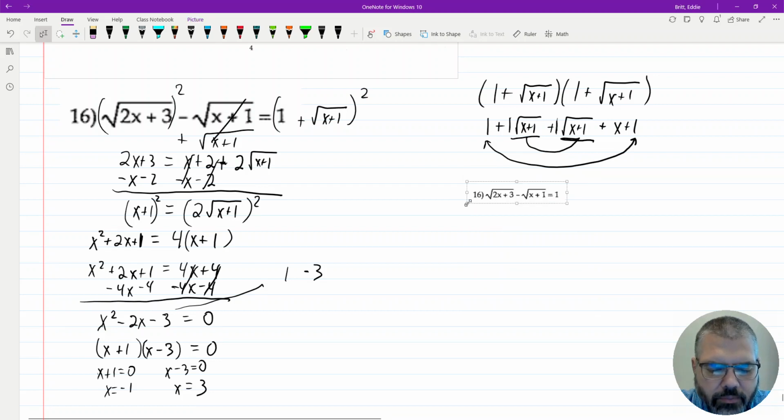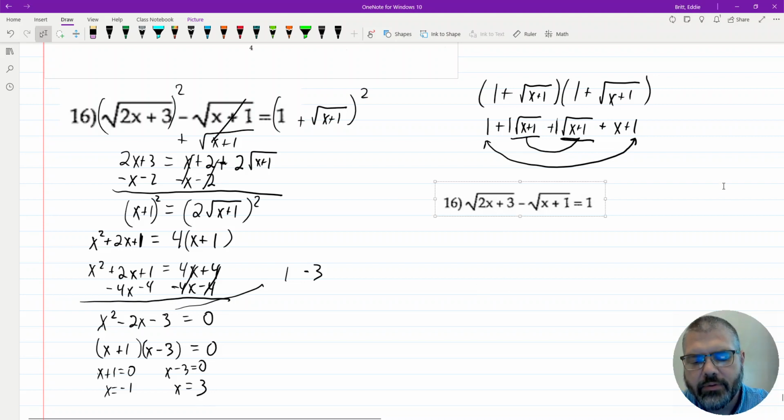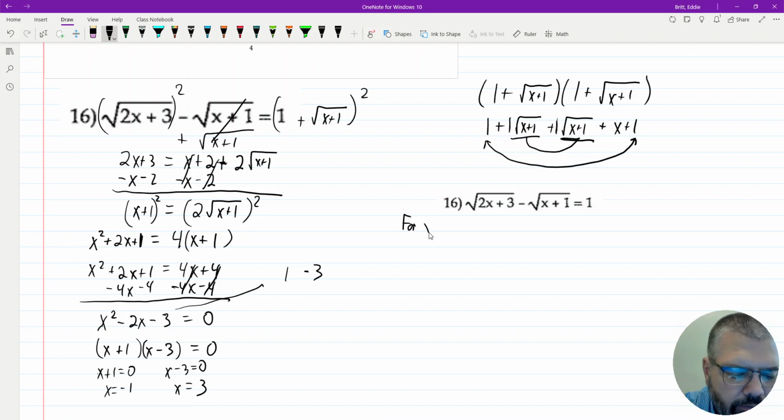So here's my original problem. And then I need to plug each answer in separately to see if they check out. First, I'm going to plug in a negative 1. So for x equals negative 1, when I plug a negative 1 in right here, that's going to be negative 2 plus 3 under the radical. Negative 2 plus 3 just leaves me with a 1.